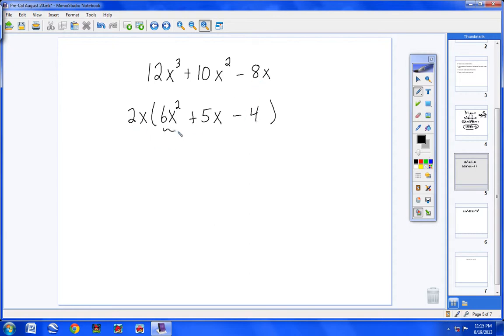Okay, sorry about that. Now 2x times 5x would be 10x squared, and then 2x times negative 4 is 8x. There we go. We pulled out what's common. Now look at what you're left over with. Are you left over with a trinomial with a lead coefficient of 1 or without a lead coefficient of 1? Well, obviously it's without a lead coefficient of 1. So remember what we do.